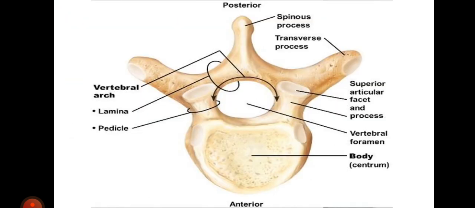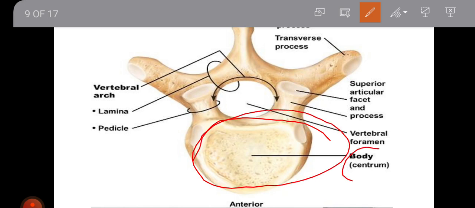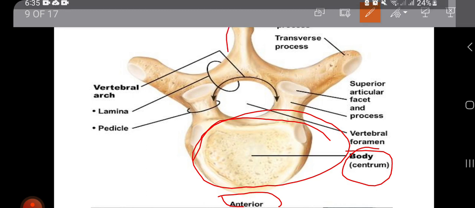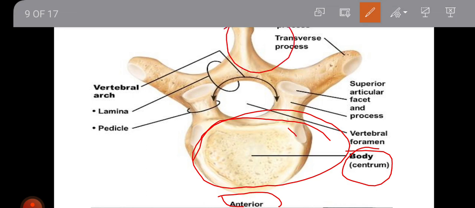Now I will show you one image. Here you can see this part is the vertebral body. If you see, this portion is anterior and this portion is posterior. So the vertebral body is the anterior expanded part of the vertebra.